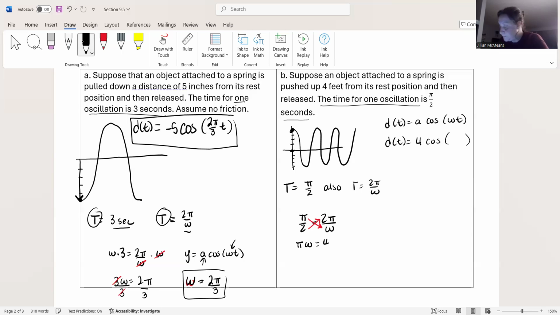All right, I want to get my omega alone, so I need to undo the multiplication of pi and omega. So I divide both sides by pi. Pi divided by itself is just 1, which leaves me with omega equals, well, 4 pi divided by pi, the pi's divide out. So I'm just left with 4. Okay? So we would get d of t equals 4 times cosine of 4t. And that's all she wrote.